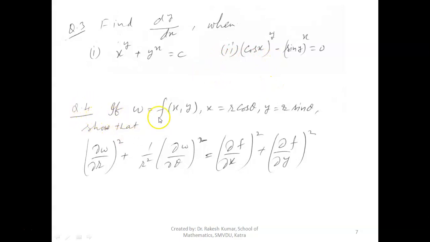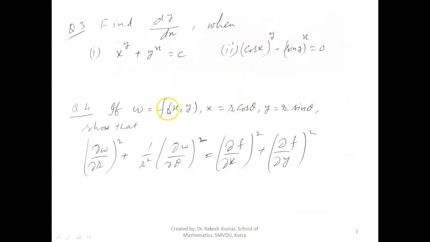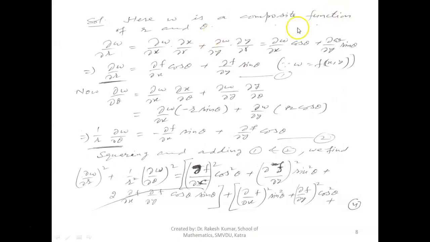Then coming to question number 4, if w is equal to f of x, y and x is equal to r cos theta, y equal to r sin theta, then show that del r of w whole square plus 1 upon r square del theta of w whole square is equal to del x of f whole square plus del y of f whole square. In order to do it, w is a composite function of r and theta. You can see here w is a function of x and y, which are again functions of r and theta. So therefore this w is a composite function of r and theta.